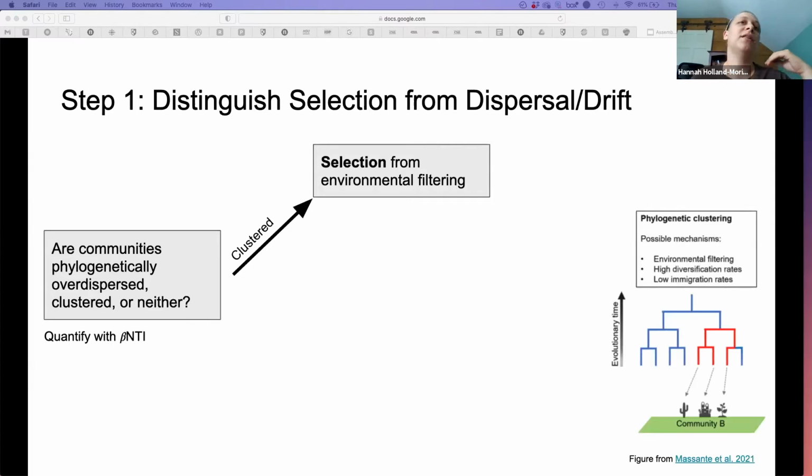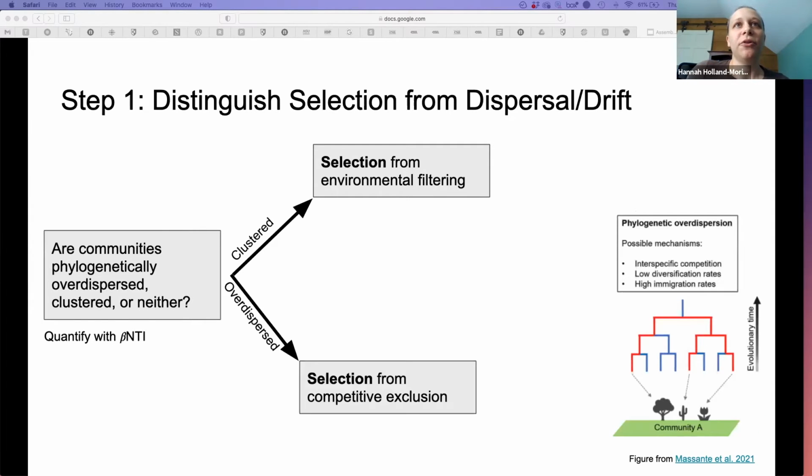If you find that the members of your community are more closely related to each other than you would expect by random chance, then you say that this is an abiotic or environmental filter that is pushing all of the organisms to be more similar to each other. Next slide, please. If you see the opposite, that organisms are more distantly related than you would expect by chance, you say that this is probably because they're competing with each other, and in that competition have outcompeted their near relatives. And so you say competitive exclusion has happened. Next slide, please.